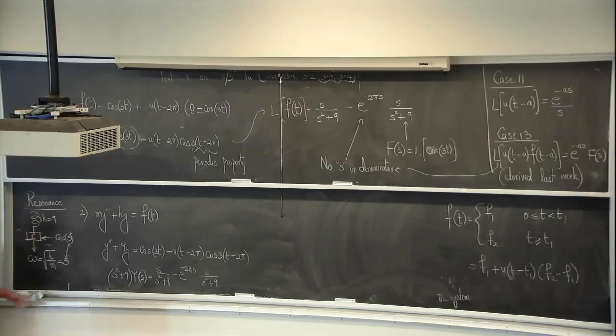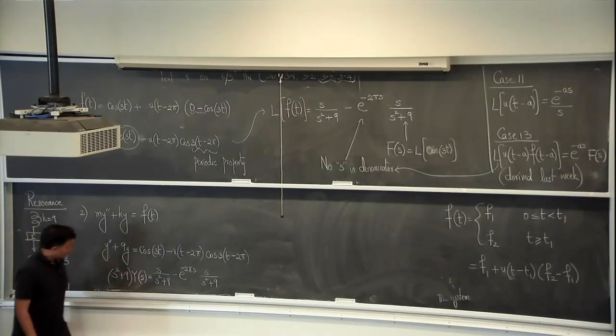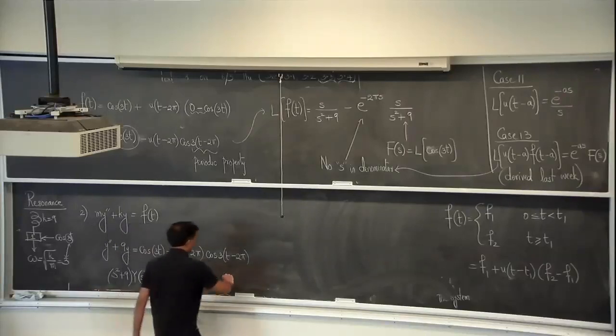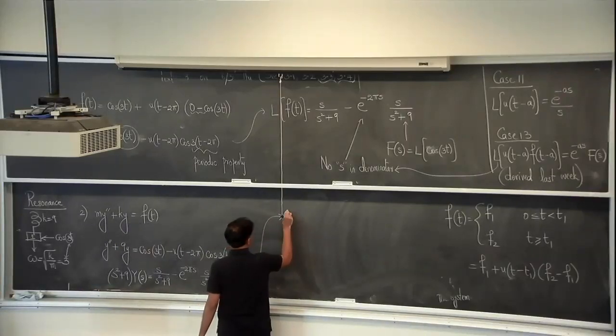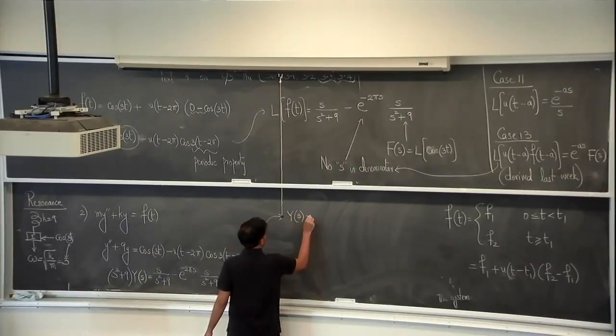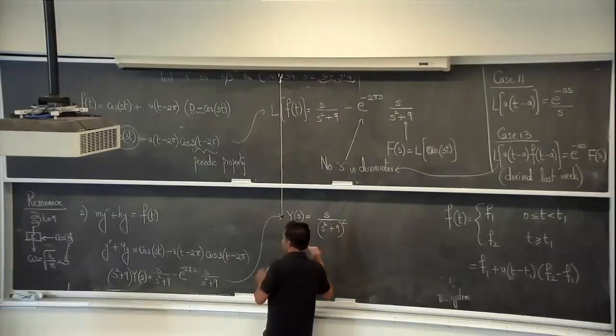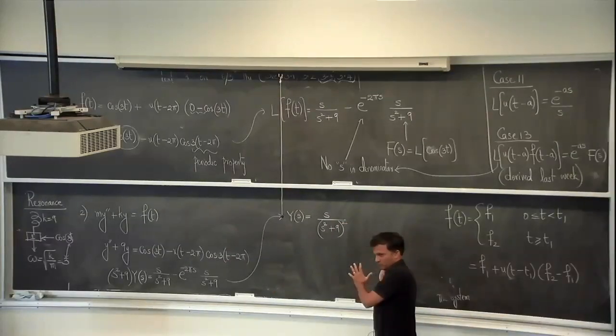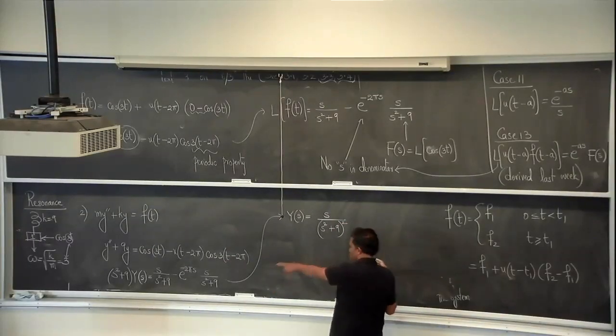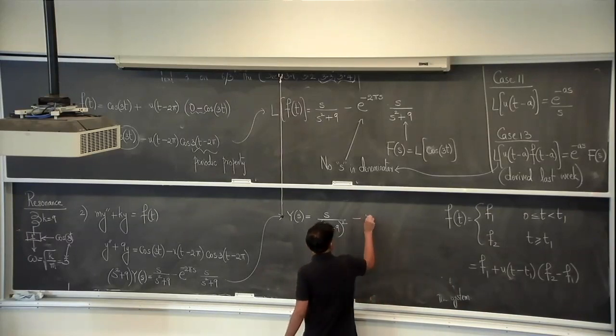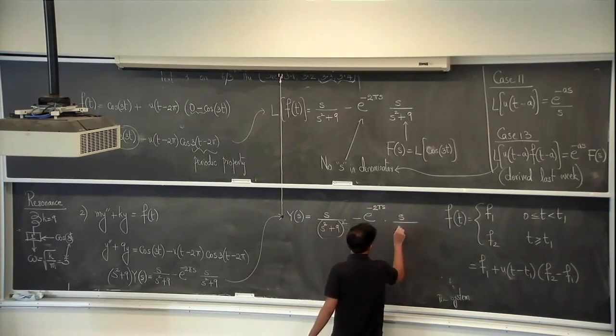Let's see. Divide both sides by s square plus 9, and you get y of s equal to s over s square plus 9 whole square. Pay attention to this one. Very important stuff. s over s square plus 9 whole square minus e to the power of negative 2 pi s times s over s square plus 9 whole square.